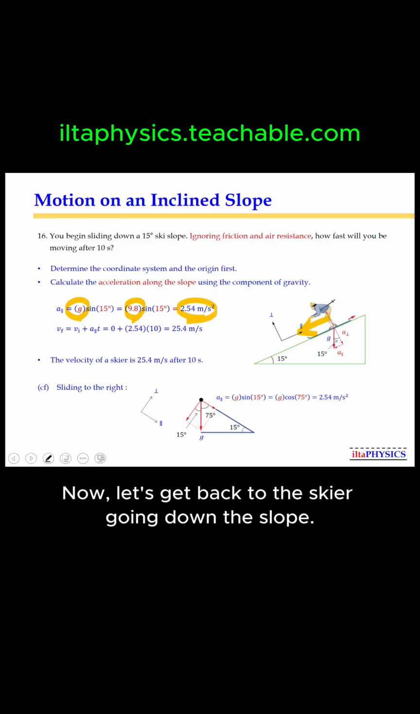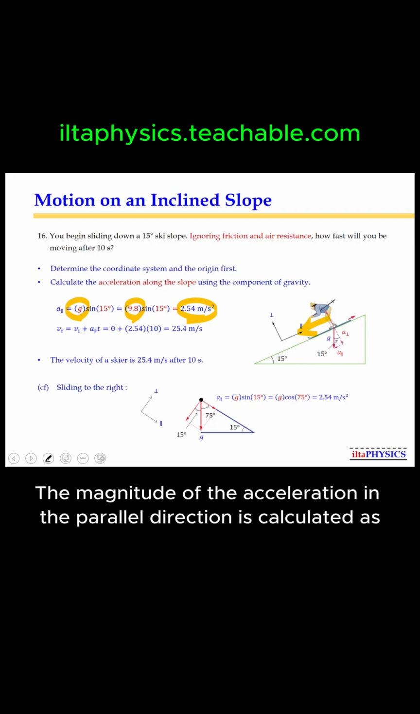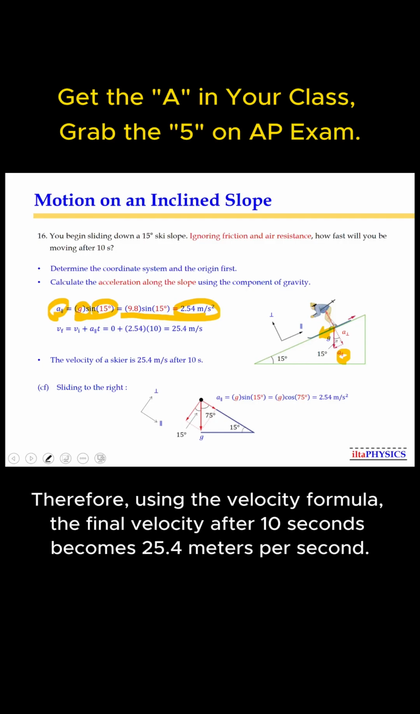Now, let's get back to the skier going down the slope. The magnitude of the acceleration in the parallel direction is calculated as gravitational acceleration pointing straight down times sine 15 degrees, which equals 2.54 meters per second squared. Therefore, using the velocity formula, the final velocity after 10 seconds becomes 25.4 meters per second.